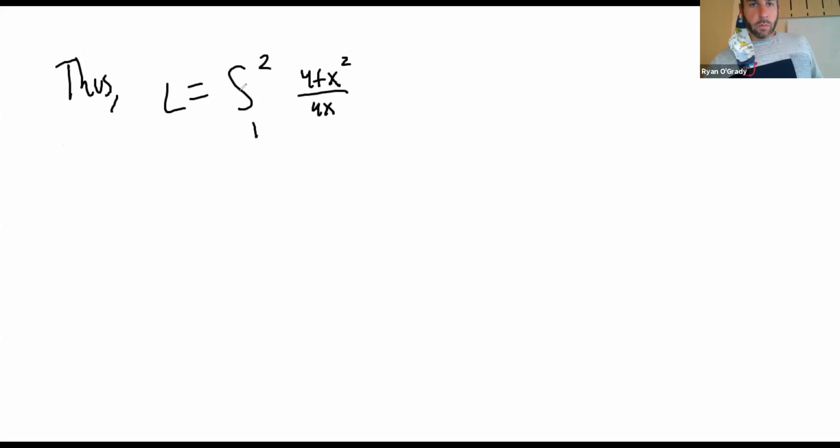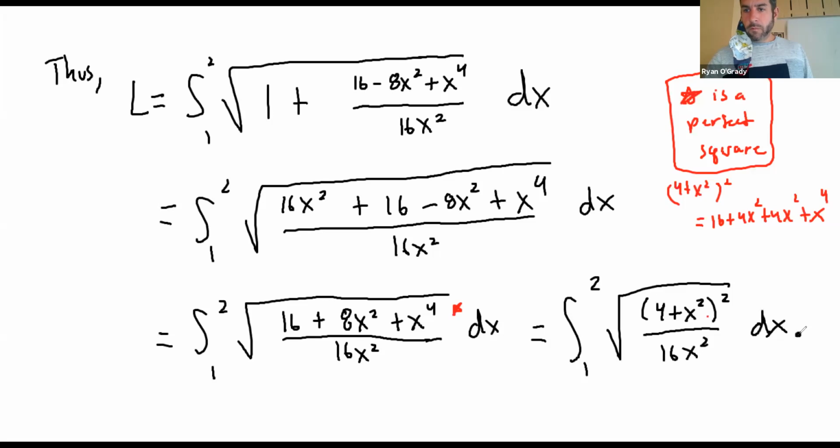So we'll go back to the previous page just to make sure you see that. So the numerator was quantity 4 plus x squared, squared. When the square root hits that, the square and the square root cancel. And then the denominator was 16x squared. When the square root hits that, it's 4x. So just to refresh yourself here, the square root is going to kill the squares.